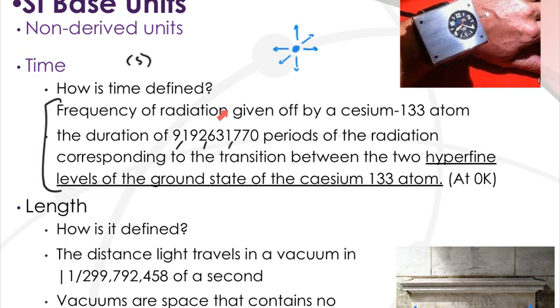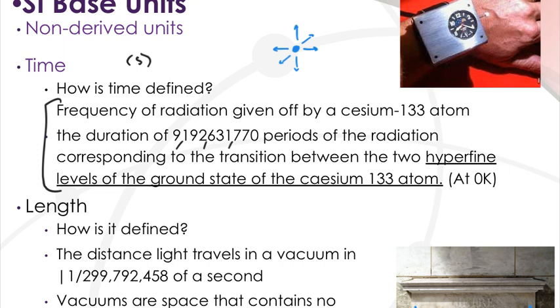So don't worry about writing down this definition word for word because it's a lot of technical stuff, but try to use your own words to describe that. This thing is more or less vibrating back and forth, and they counted this many times and said that is 1 second. Okay, the second one here is length.